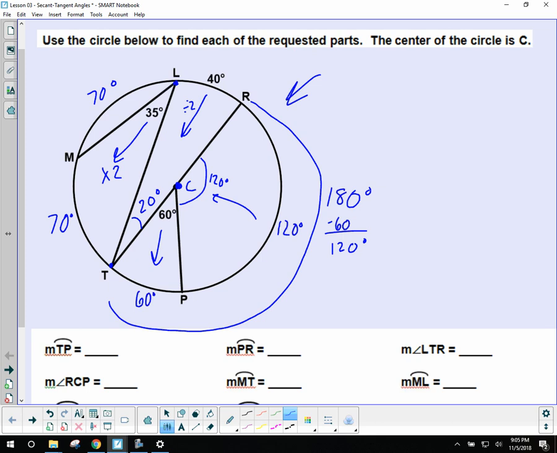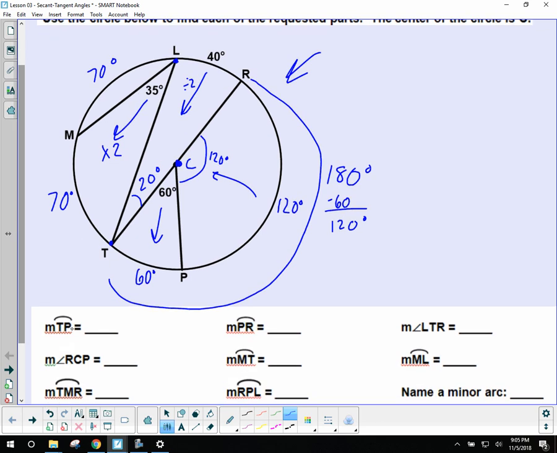So let's see if we can fill in these blanks. Arc TP, done it, 60. Skadoosh. PR is over here, did it, 120. So that's a 120. I'm trying.